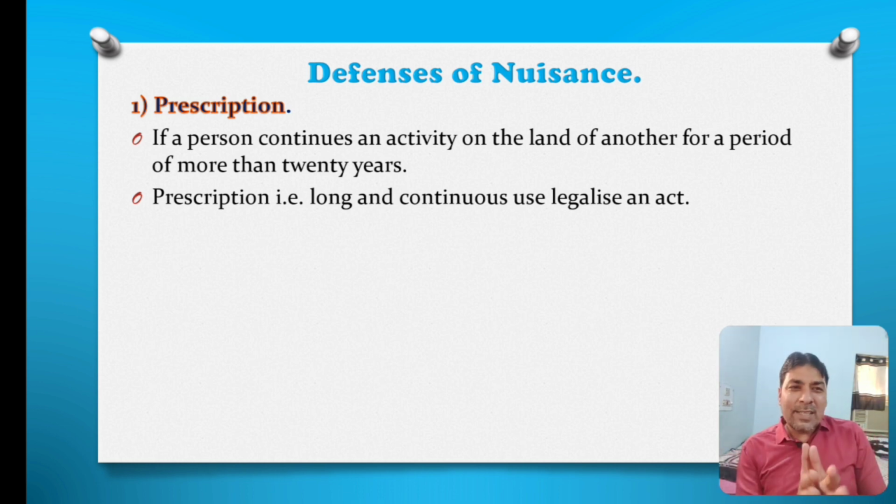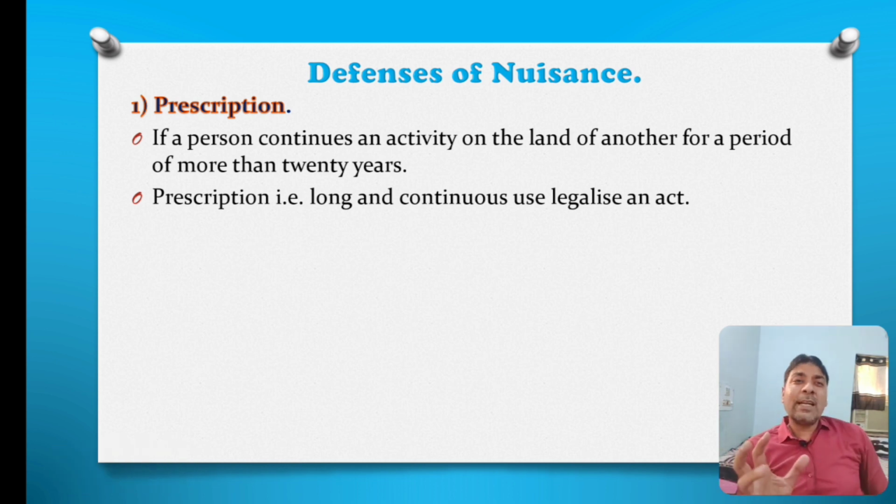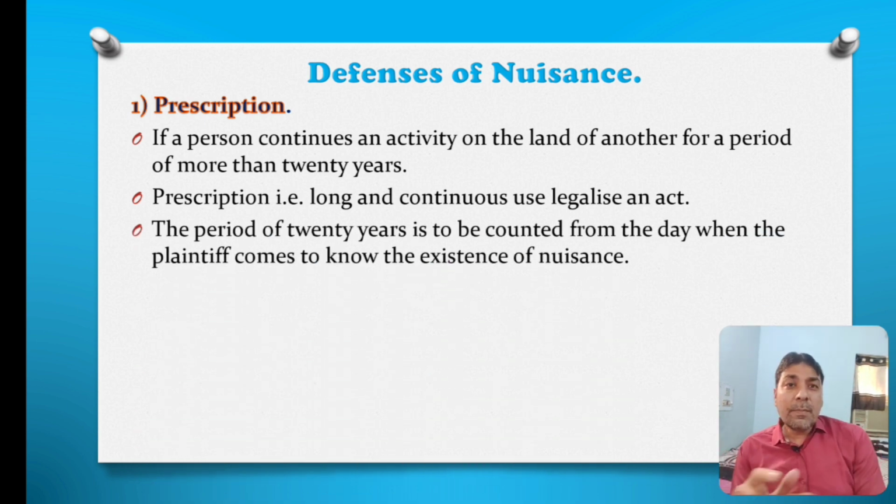So if any person is doing any act for more than 20 years, he will not be liable for the tort of nuisance, and if a person files a suit against him, the defendant will be entitled to take the defense of prescription. So prescription, long and continuous use, legalizes an act. If a person is doing his act for a very long period, then that act becomes legal after the lapse of 20 years. The period of 20 years is to be counted from the day when the plaintiff comes to know of the existence of the nuisance.